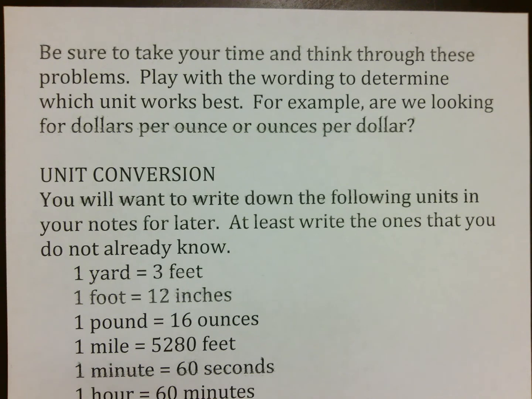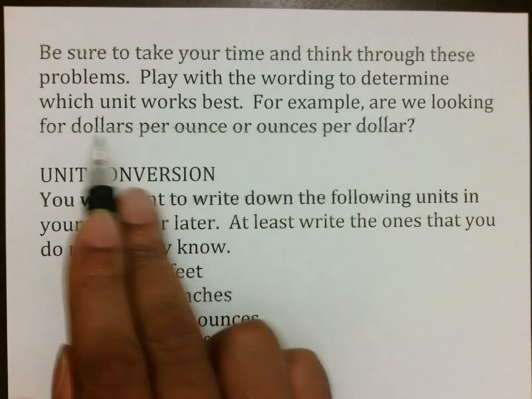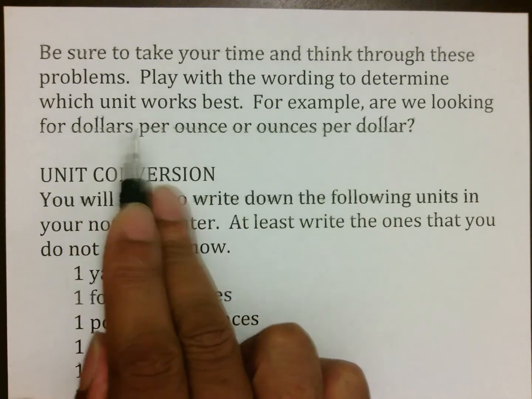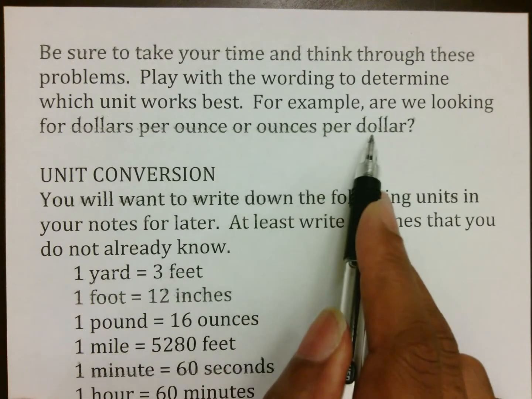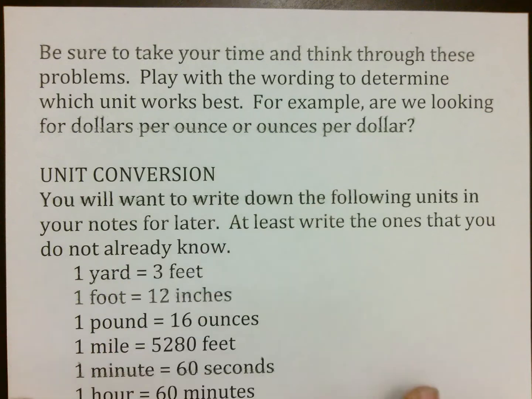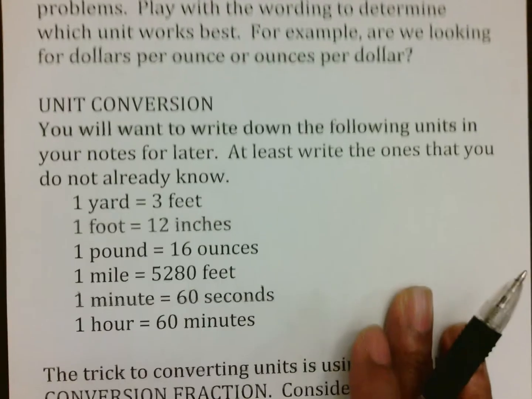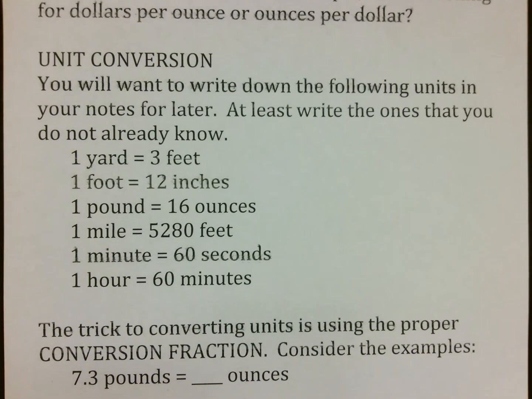For example, are we looking for dollars per ounce or ounces per dollar? Again, there is a difference between these two things. Dollars per ounce is how much you pay per 1 ounce. Ounces per dollar says how much do I get for $1 of that material. So again, just thinking about what it means. If you're ever thinking about a word problem or trying to solve it, play around with the units and make sure you understand which unit you're looking for.